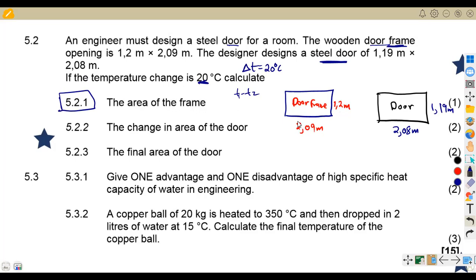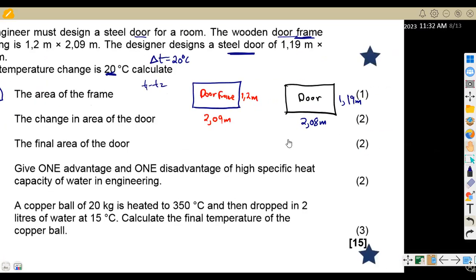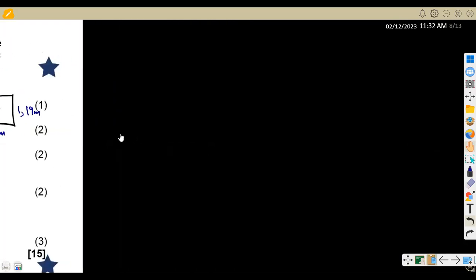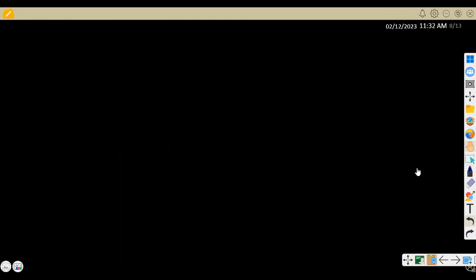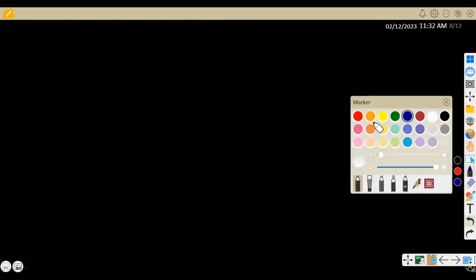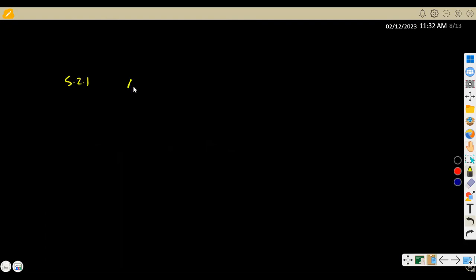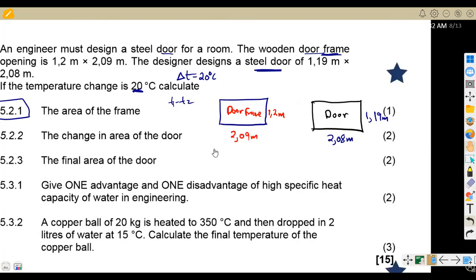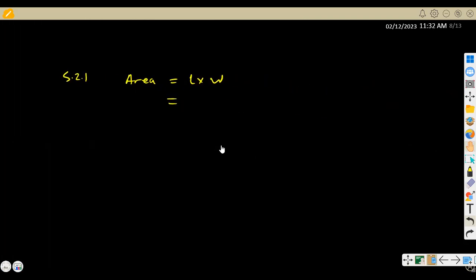Take note, the door frame measures 2.09 by 1.2. Remember that area is length times width, so we're just supposed to multiply length times width. So question 5.21, we know that area is equivalent to length times width. That is the length of the door frame, which is 2.09 by 1.2, okay? So you multiply for the door frame, not for the door. So it's 2.09 times 1.2.